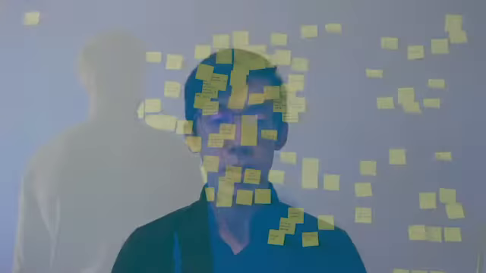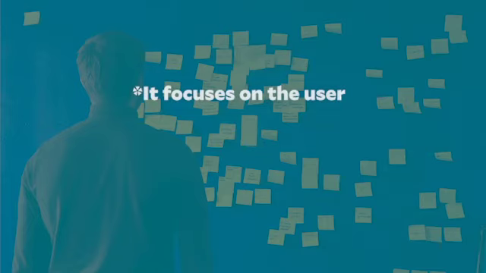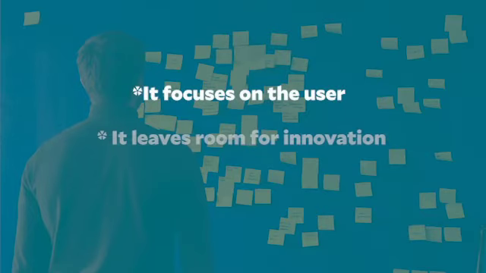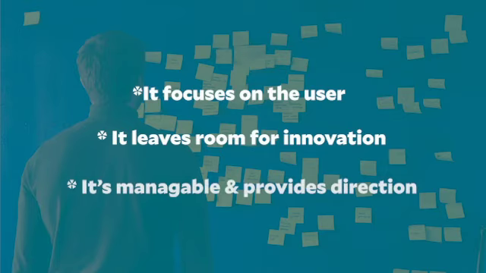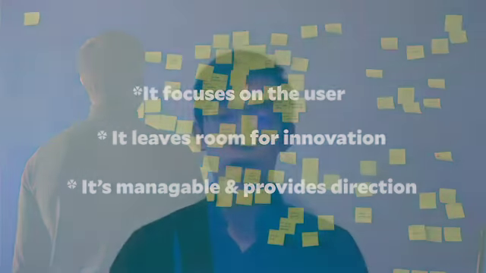Once you've determined exactly what your user problem is, you're ready to create your problem statement. Throughout this process, keep in mind the following characteristics of a good problem statement. It focuses on the user. It leaves room for innovation and creative freedom. It's manageable and provides you with direction. There are a couple of methods you can use to condense everything you know about your user problem into a single, concise statement.